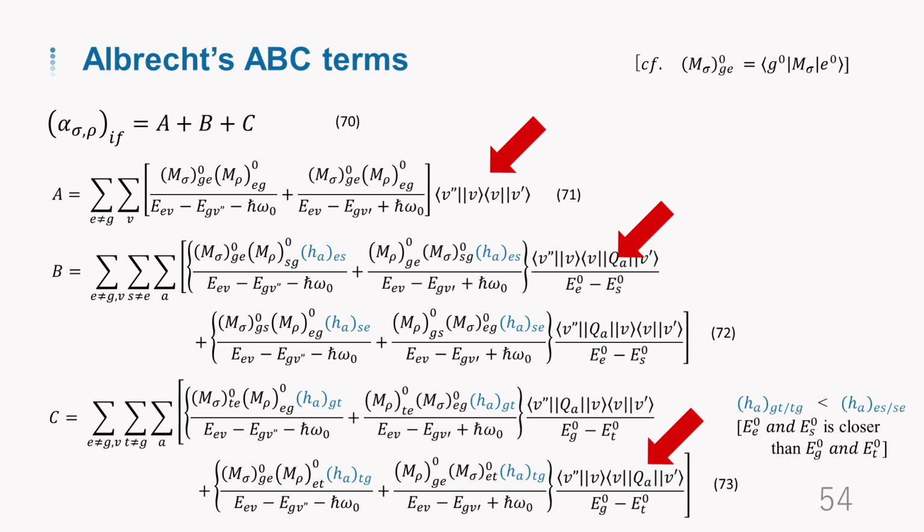Then what is the difference between B and C? The difference appears here. The B term contains a mixing coefficient of ES or SE. The C term contains a mixing coefficient between TGT or TG.